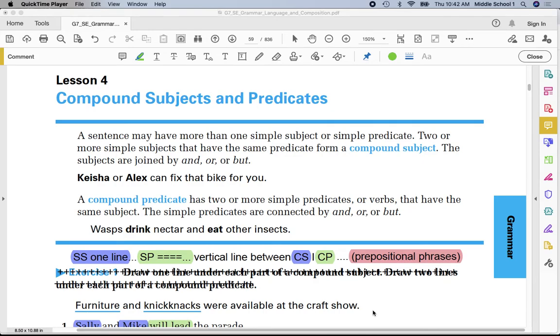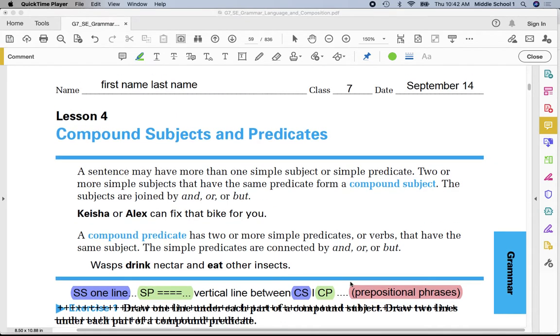Welcome back, 7th grade. This week we're going to continue and finish up our unit talking about the kinds of sentences and what's found inside of sentences. And today we're going to look at those subjects and predicates in sentences that contain more than one, making the subject compound or the predicate compound. Lesson number 4, compound subjects and predicates.